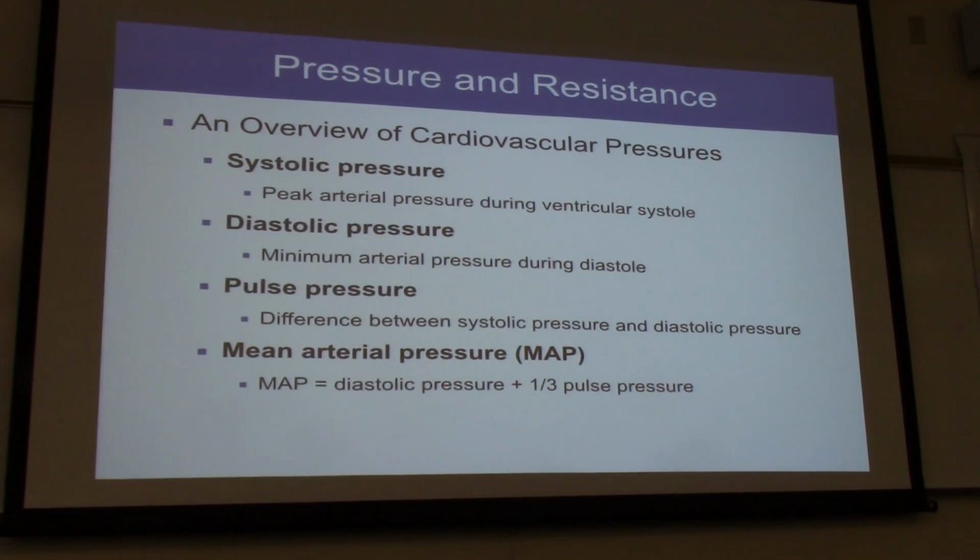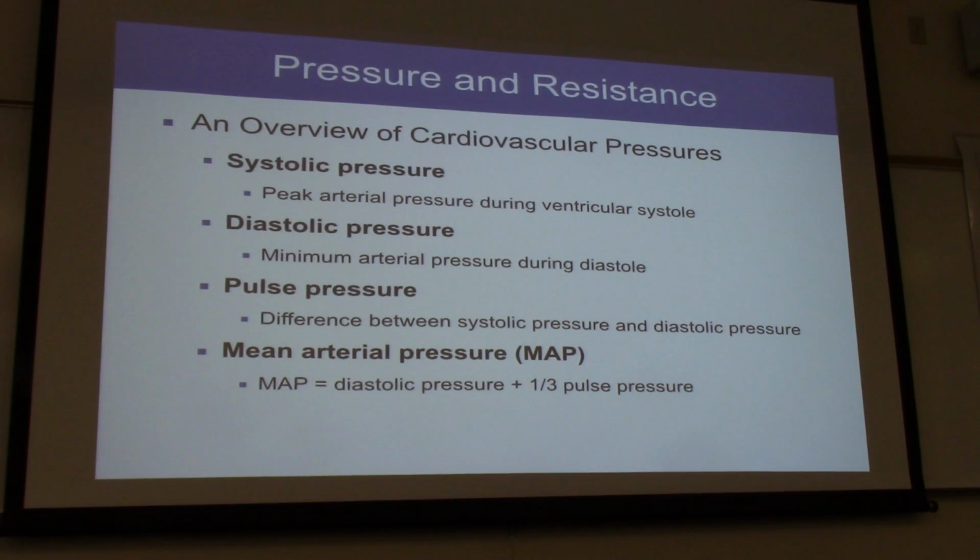Mean arterial pressure. This is a term you need to understand. M-A-P. Mean arterial pressure. So if your pressure is 120 over 80, what's the mean pressure? What is the pressure that you're at if you could average out over the whole period of time? It would be somewhere in between, right? Because it spends some time above that line and some time below that line.